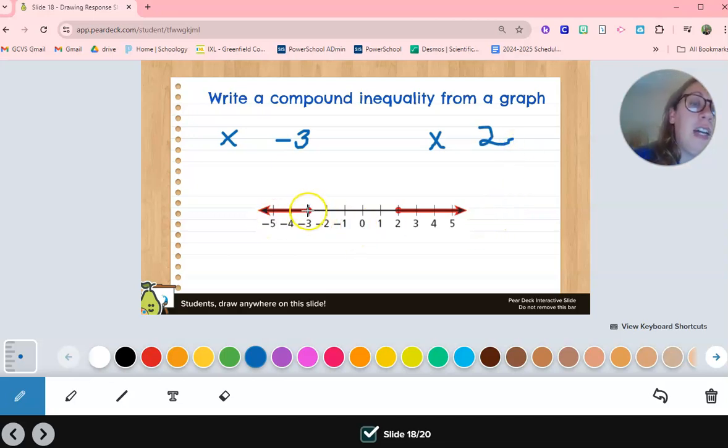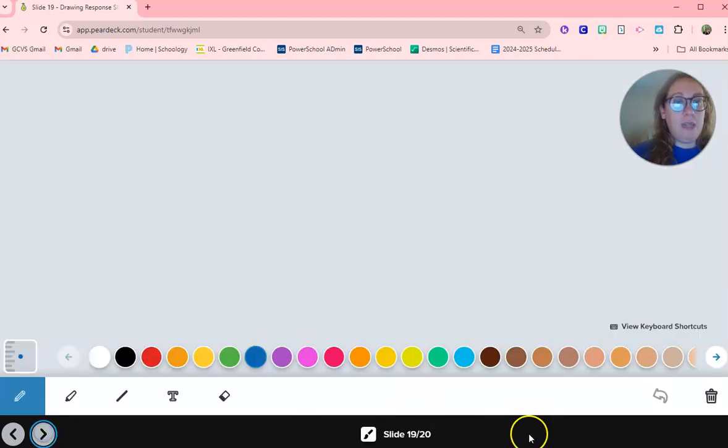On the left, the closed circle from -3 is shaded to the left where the numbers are getting smaller, so it's less than or equal to -3. And on the right, or x can be greater than or equal to that number 2. And so that's our two inequalities for this compound inequality. And push to slide 19 when you're ready.